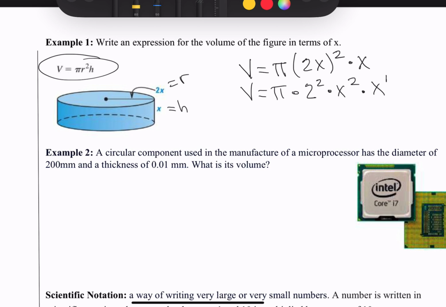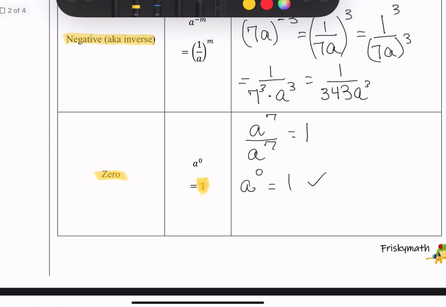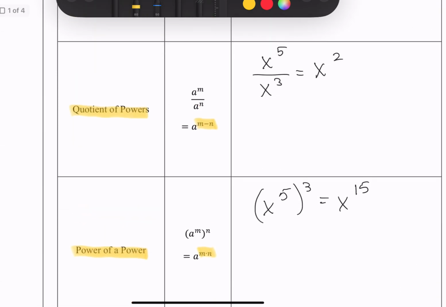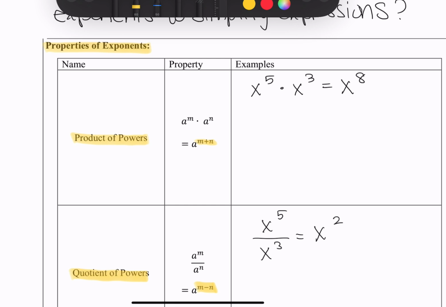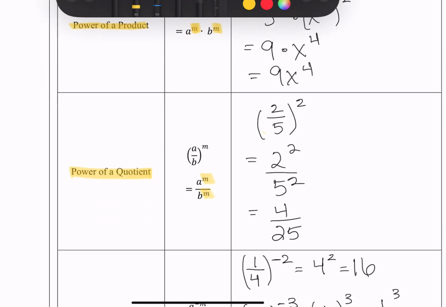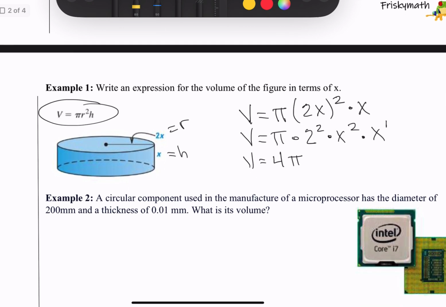Okay, so now I'm going to focus on my numbers. So 2 squared is 4, and pi is pi, approximately 3.14. So volume is going to equal 4 pi. Now let's talk about x squared times x to the first. Notice the bases are exactly the same. So this will be our product of powers, which was the first one. And when you have like bases, you add the powers or the exponents together. So I'm going to add the 2 and the 1, and I'm going to get x to the third power. And there's my volume.